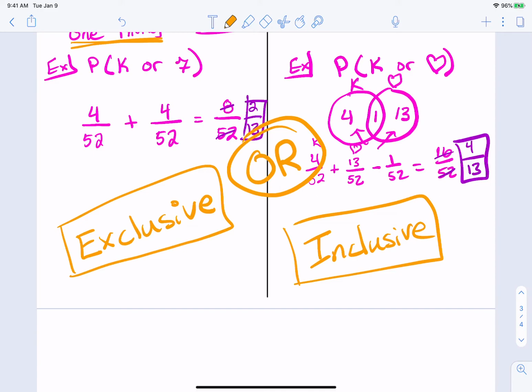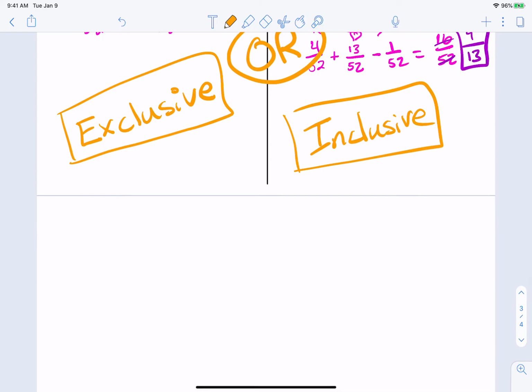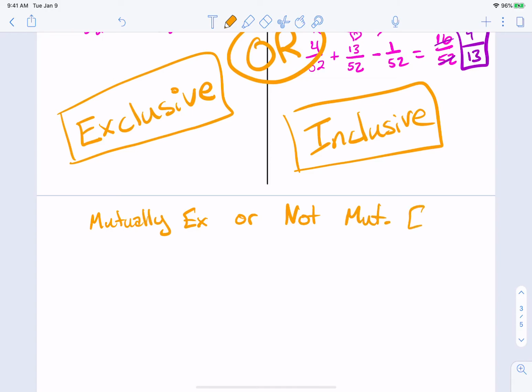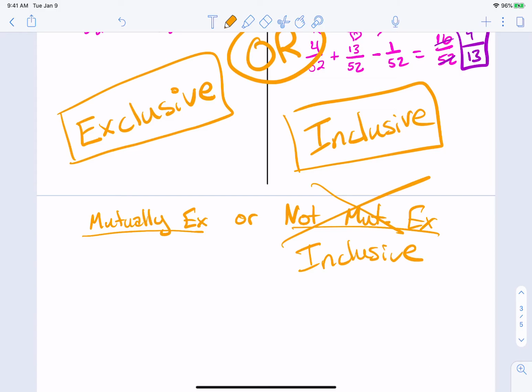On your homework assignment, you could put E or I. They will ask for, don't write this down, they'll say mutually exclusive or not mutually exclusive. They'll say, tell me whether it's this or this. Okay, you don't have to put not mutually exclusive. Go ahead and put inclusive. Does that make sense? Because it's a lot faster to write inclusive versus not mutually exclusive.